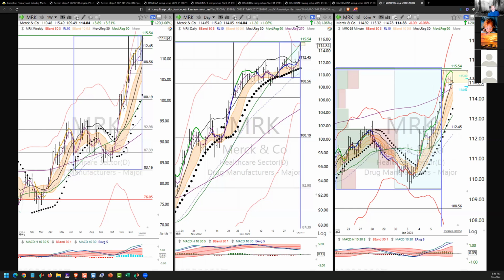So it seems to me that the continuation pattern is a nice one. You always worry about, am I getting in too late? On this one, I think because the market has been beaten down and it's just starting a 2-day recovery, this one has a good chance to continue if the market continues as well. So I like it.